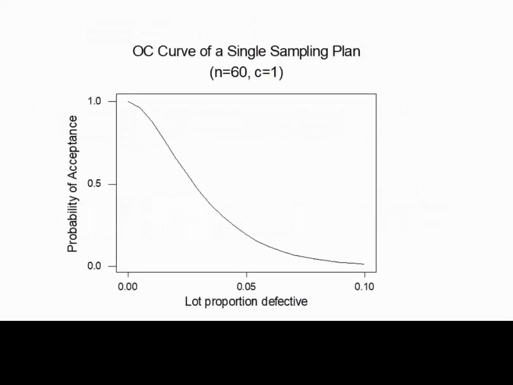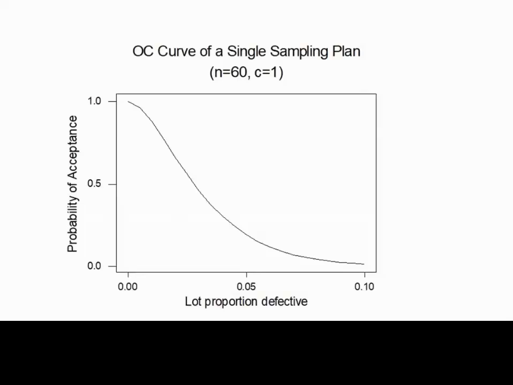Here's an example of an OC curve for some sampling plan that we could just make up. It says sample size is 60 and the acceptance number is 1. Just to review, what does this mean? This means that we're going to take a sample size of 60 from our lot, and as long as we observe 1 or fewer defects, 1 or 0, we'll accept the lot. If D is more than 1, as soon as we find 2 defectives, we're going to reject the lot.